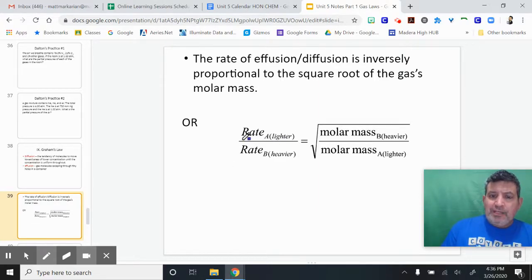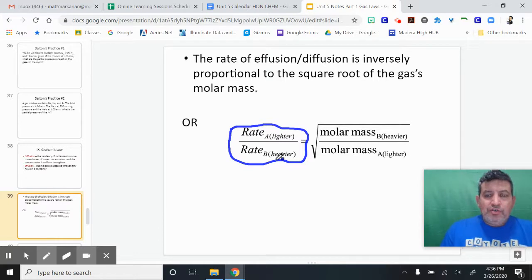We have a comparison here between two gases, and we put the lighter gas on top. We call that gas A, and B would be the heavier of the two gases. Graham's law is an equation that allows us to figure out how much faster the lighter gas is than the heavier gas. Lighter gases will move at a faster rate than a heavier gas. So a heavier gas will take longer to diffuse throughout a room if we spray it out of a container than a lighter gas will.